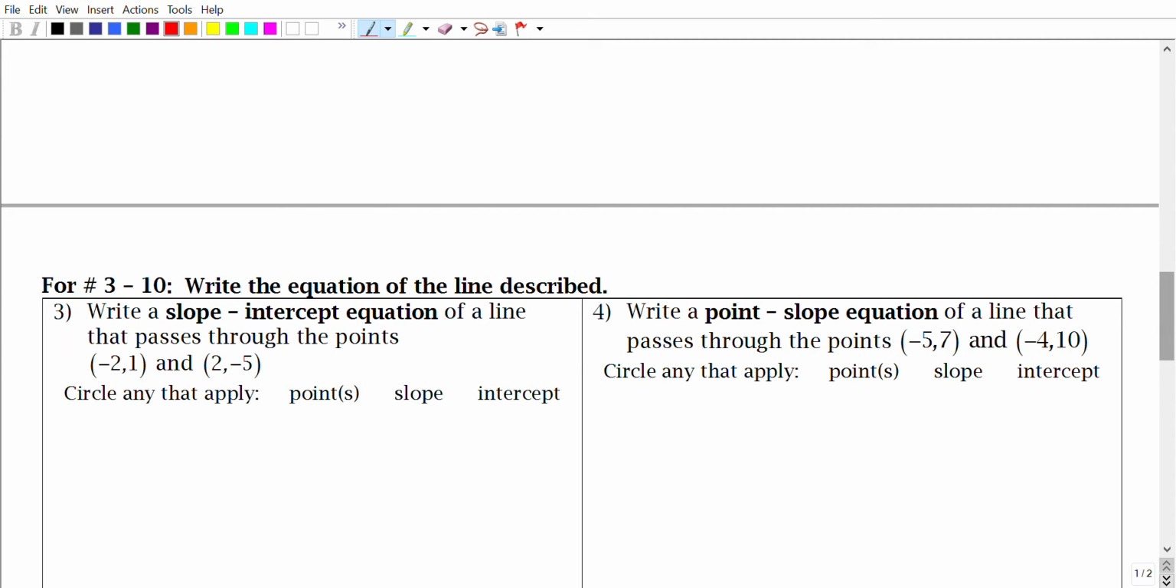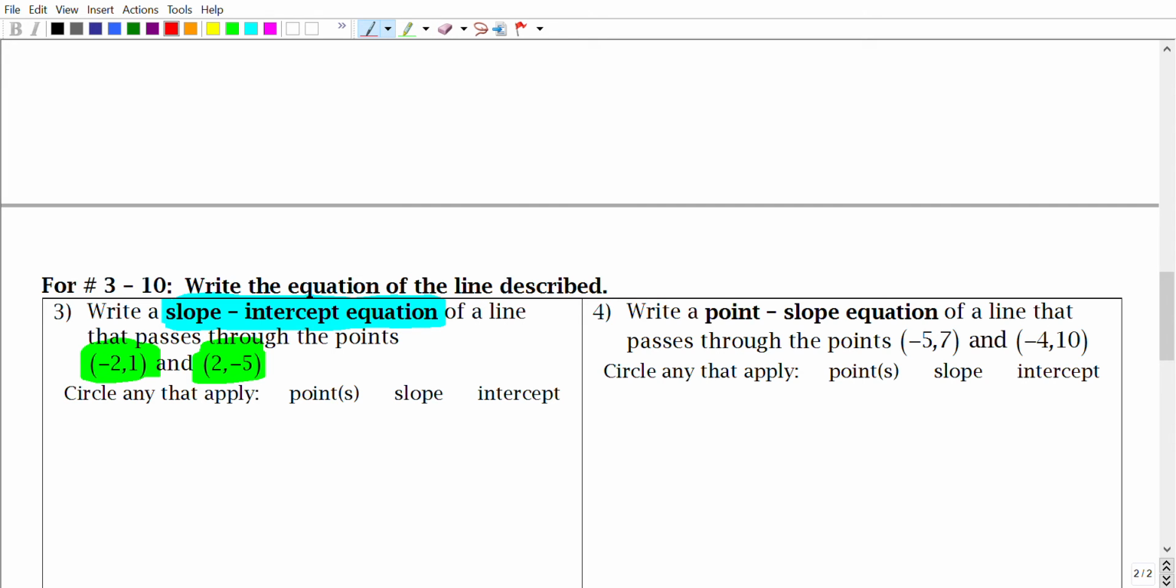It says write a slope-intercept equation. Okay, so I'm going to highlight that because remember, guys, this right here in bold tells us exactly what I want my final answer to be in. And what form do I want it to be in? Okay, a slope-intercept equation of the line that passes through the points -2 comma 1 and 2 comma -5.